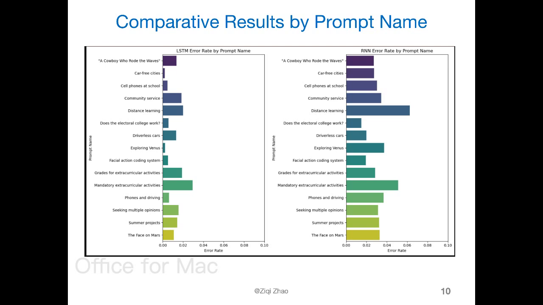And a more specific breakdown I generated by the prompt names. As we can see, the error rates are all below 0.1, so the error rates were very low. There were no significant outliers, and there are still differences in error rates by prompt. So something like distance learning using an RNN would have close to a 6-7% error rate, but these are too small, I think, to be significant, and no further exploration was done here.